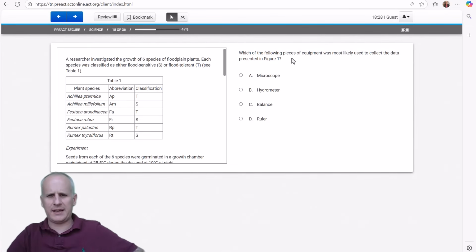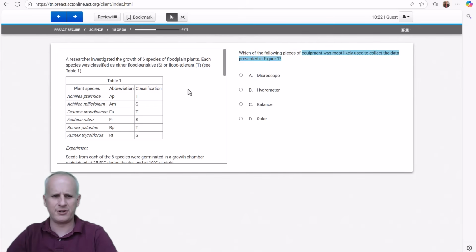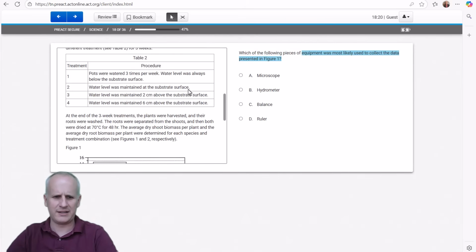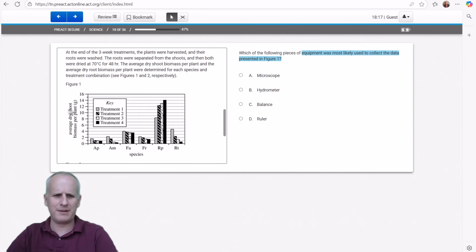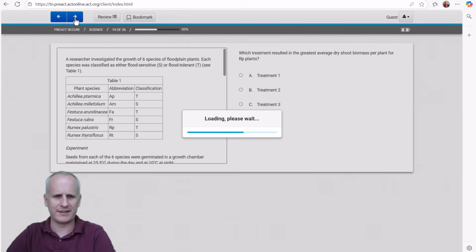And we can see we're being asked which of the following pieces of equipment was most likely used to collect the data presented in figure 1. So we're going to just go straight down again to figure 1, and we're being asked about mass. So mass, again, the limited outside information you may need is going to be basically a measurement by weight. So a microscope is going to be about vision, so that's not going to help. A hydrometer is going to be measuring like the volume in water. Now a balance is a way to measure weight or mass, and a ruler is basically measuring length, so we should be able to select choice C at this point and move on to the next question.